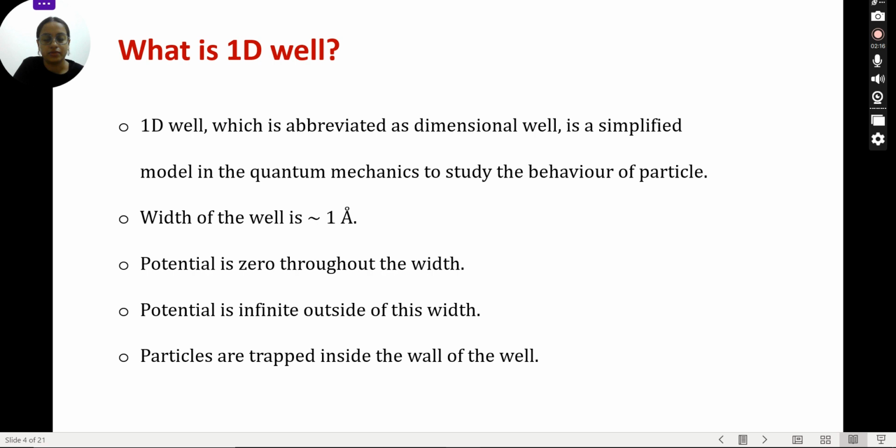Which is the 1D well. What is a 1D well? A 1D well is a quantum mechanical model to study the behavior of a particle. In a 1D well the width will be very small, because if it is large, the quantum mechanical effect will not be effective. So the width should be around 1 angstrom, and the potential is zero throughout the well, and outside the well it is infinite, so that the particle will be trapped inside that well.